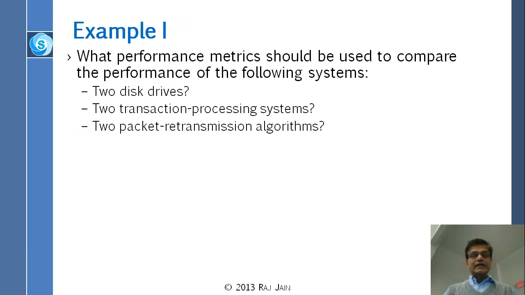So here's the first example. What performance metrics should you use to compare the performance of the following systems? 2 disk drives, 2 transaction processing systems, and 2 packet transmission algorithms. So all of you know about the disk drives. Let's just ask you, and you tell me, if you were to compare 2 disk drives, you're just in the market to buy a disk drive, how will you choose one?